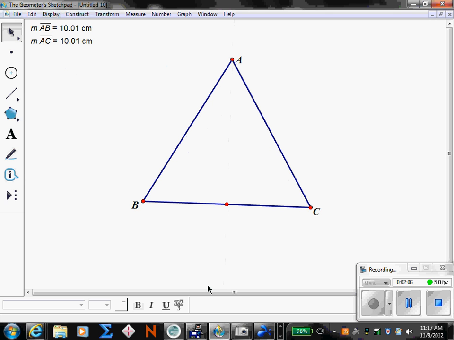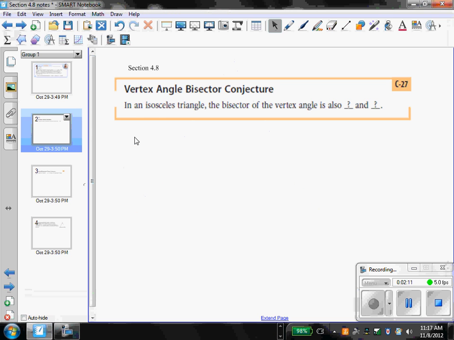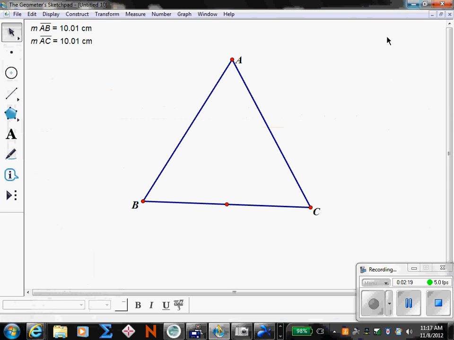So if you remember, our conjecture says in an isosceles triangle, the bisector of the vertex angle. So we want to bisect the vertex angle. So we need to remember the different pieces of an isosceles triangle. This side over here is a leg. This side over here is also a leg. Down here, this is called the base.